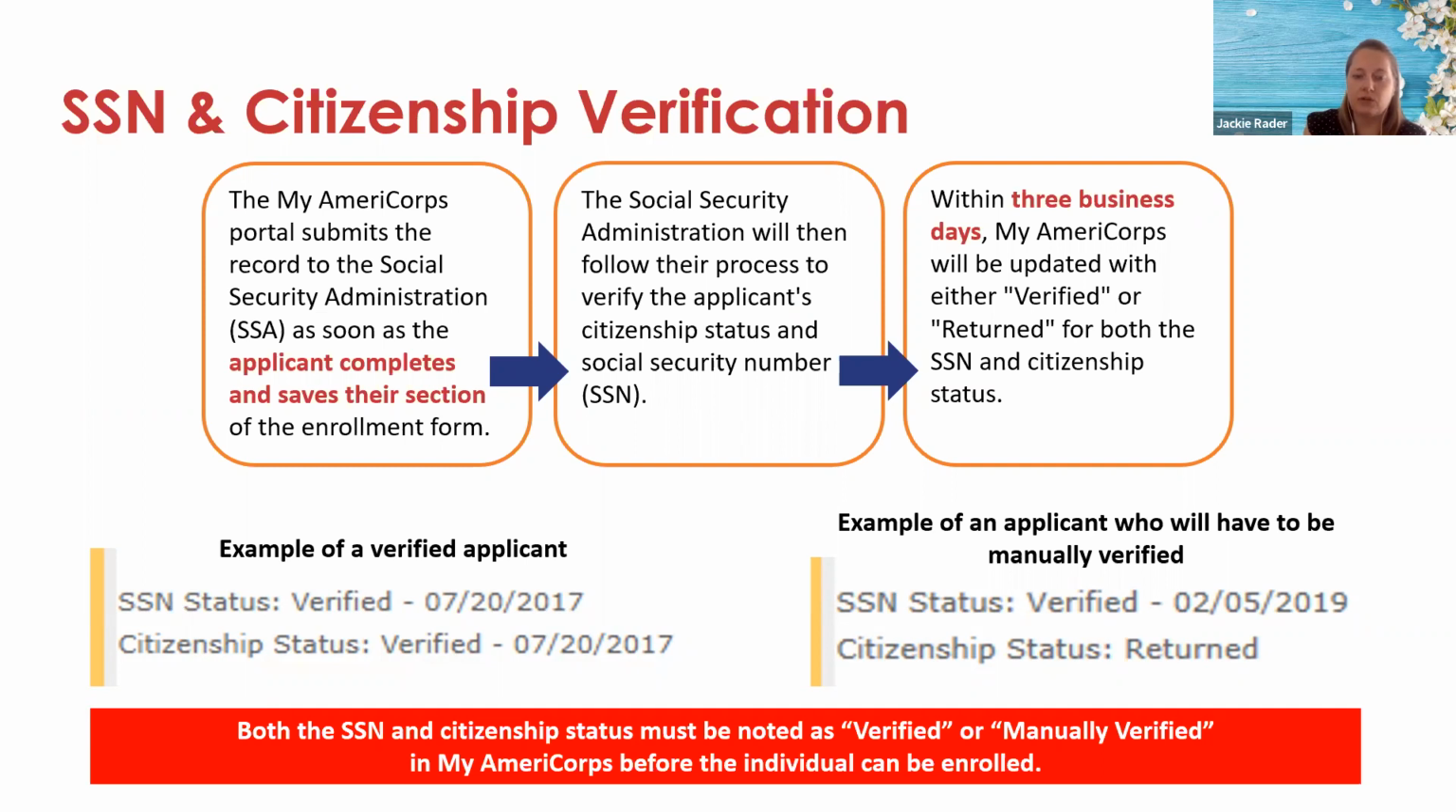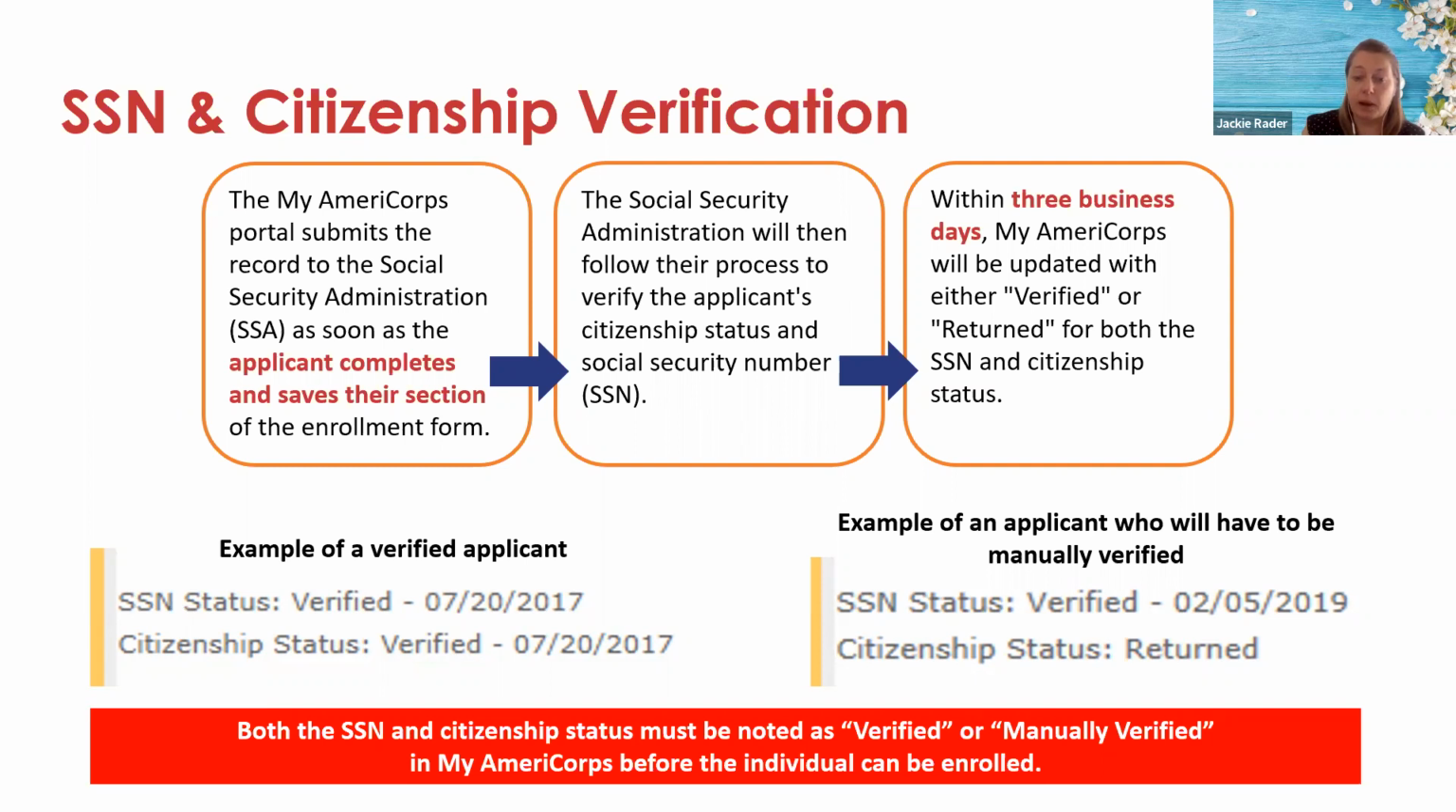If the individual's information is verified, typically within 3 business days, their information in eGrants will show up with verified next to their SSN and citizenship. If there's an issue, it will say returned. And then there are additional steps that you have to take. So for example, at the bottom here, if they're verified, it'll show up as SSN status, verified, and the date. Citizenship status, verified, and the date.